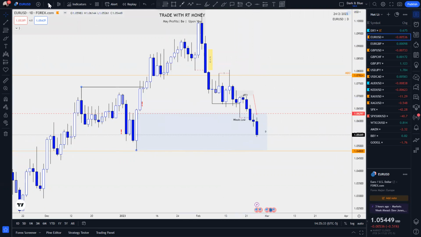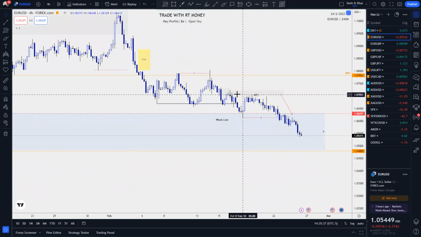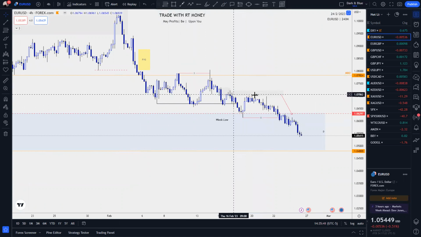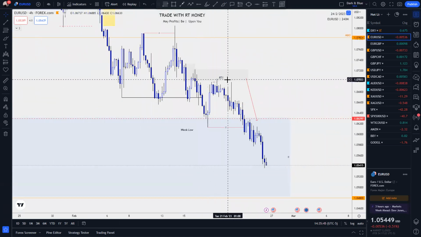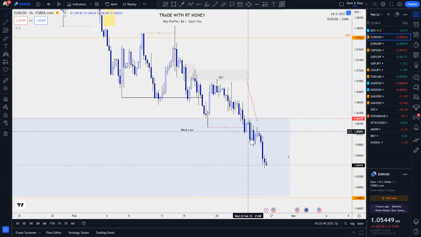All right, so what did I point out? I pointed out last week that I'm looking for price to head down from this zone. All right, go look at last week's video and you'll see what I'm talking about. I said, I'm looking for downward action from this zone and you should be rich.